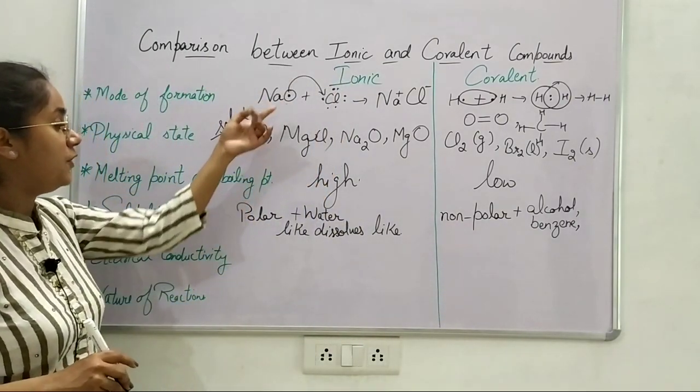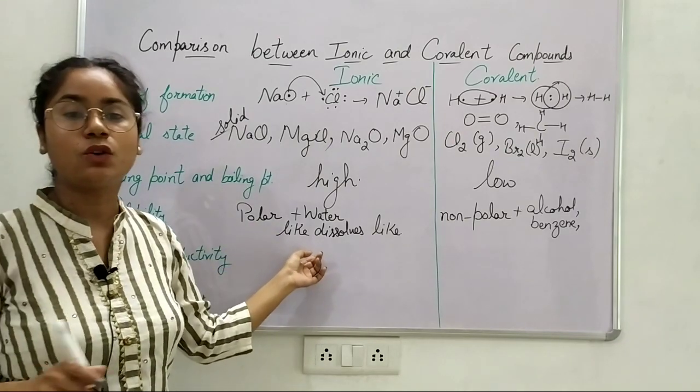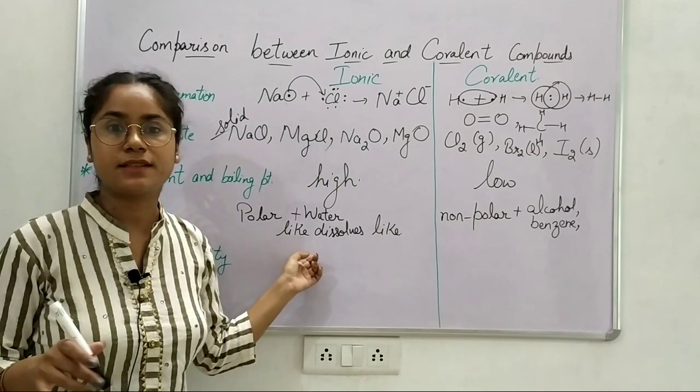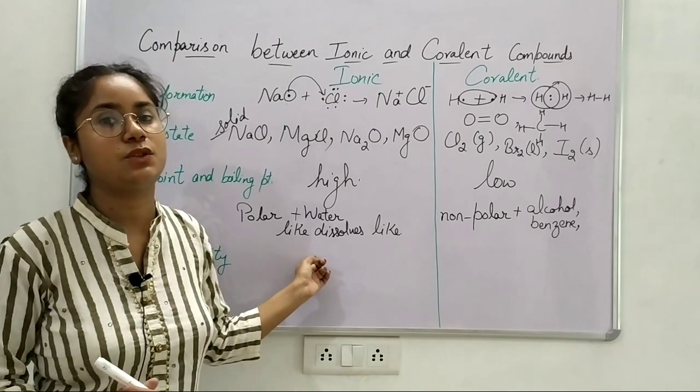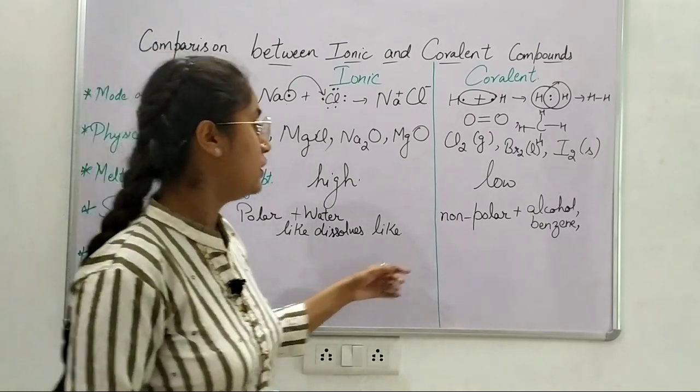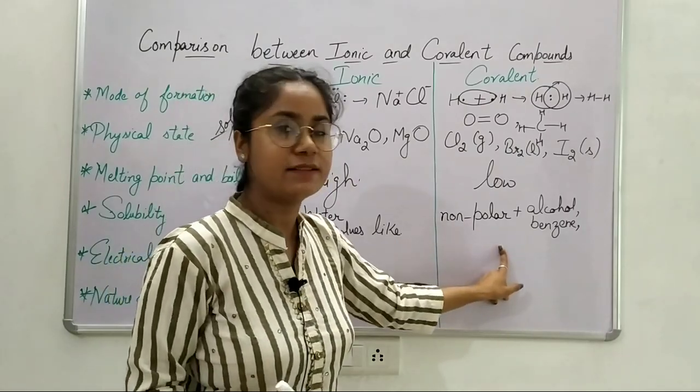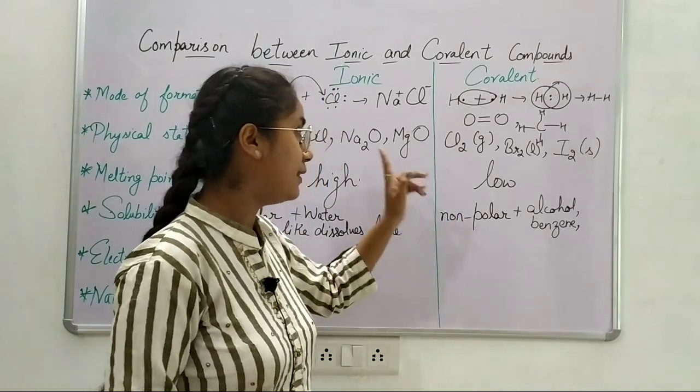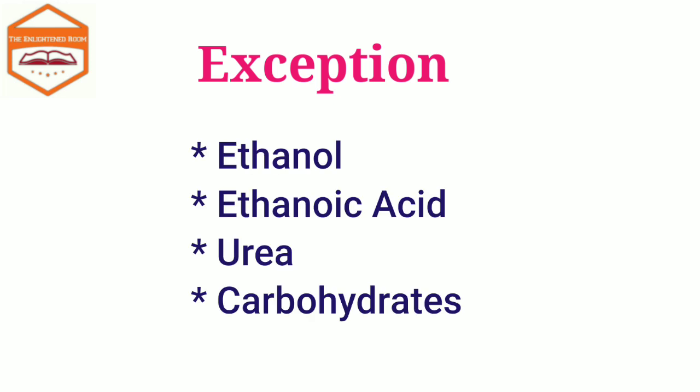Also, the ionic compounds are insoluble in non-polar solvents, for example, alcohol, benzene, toluene, whatever non-polar substances you want to take here. So here we are also following the rule of like dissolves like. But there is again an exception, and that exception is, my dear students, that ethanol, ethanoic acid, urea and carbohydrates are actually covalent compounds, yet they are soluble in a polar solvent known as water.